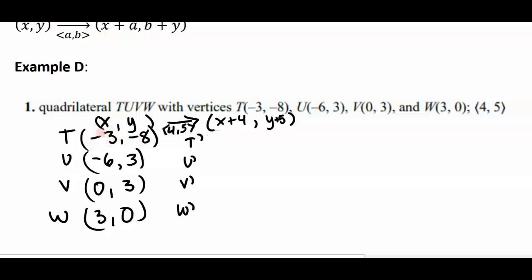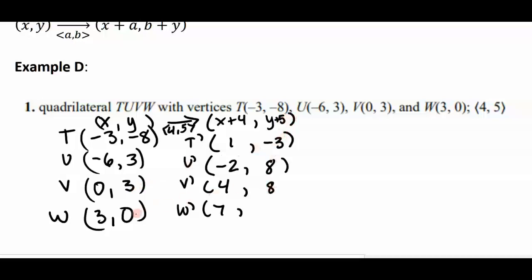My new T value is going to be -3 plus 4 is 1. My new U, my x coordinate for U will be -6 plus 4 is -2. 0 plus 4 is 4. 3 plus 4 is 7. My new y values, -8 plus 5 is -3. 3 plus 5 is 8. 3 plus 5 is 8 again. And 0 plus 5 is 5.